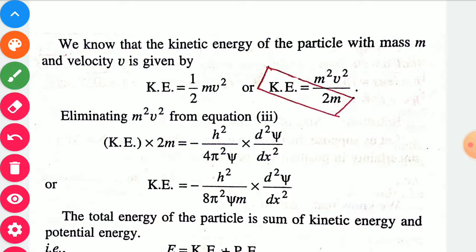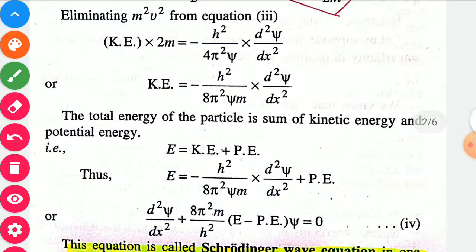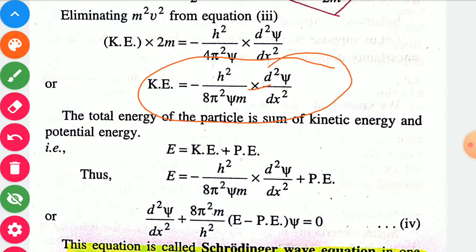As we know that total energy of a particle is equal to kinetic energy plus potential energy. Kinetic energy, here we already know kinetic energy. At the place of kinetic energy we may write this term. So we may write total energy of the particle E is equal to minus h square upon 8 pi square psi m multiplied by d square psi upon dx square, this being at the place of kinetic energy, plus potential energy.